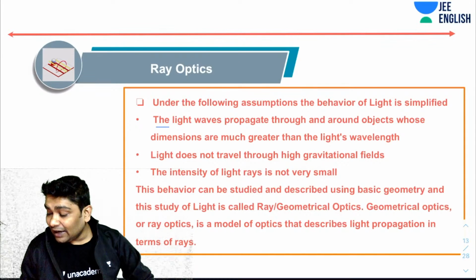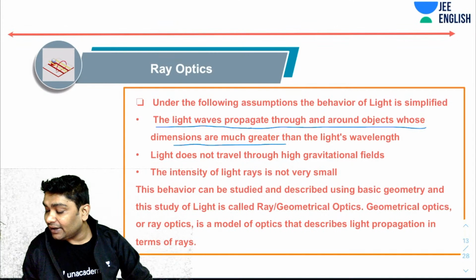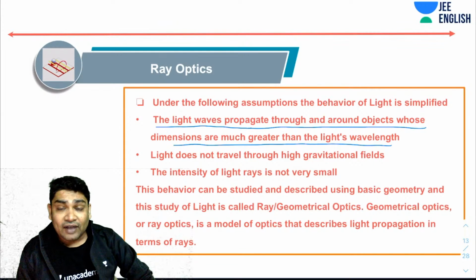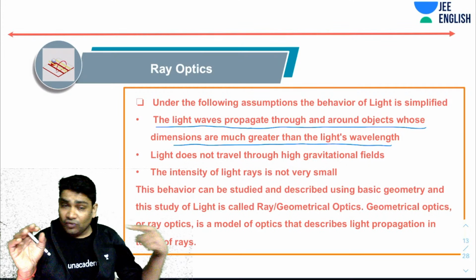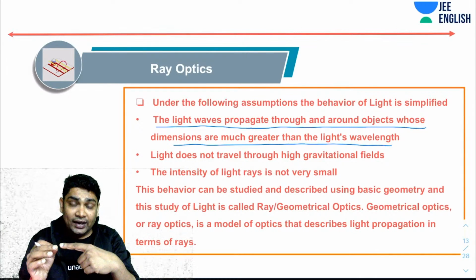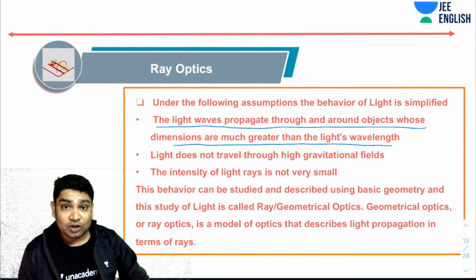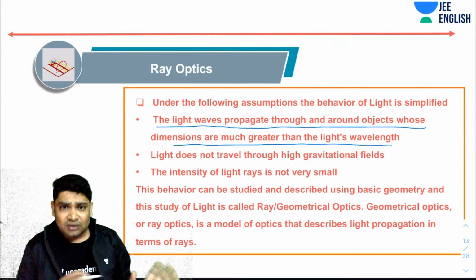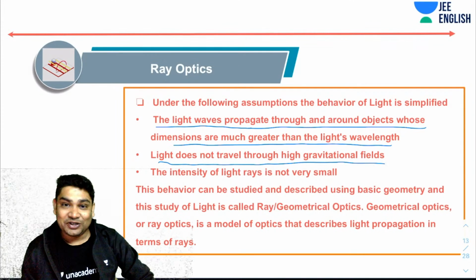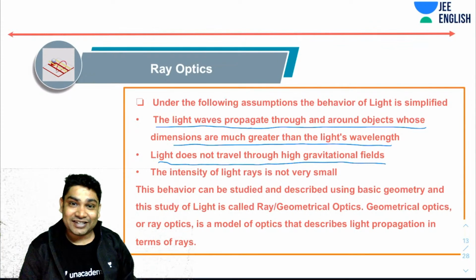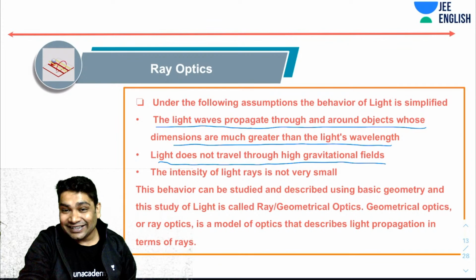First is that light waves propagate through and around objects whose dimensions are much greater than light's wavelength. So if I only consider the behavior of light under this assumption, whenever it is interacting with matter, the matter should have dimensions which are very, very large compared to the wavelength of the light waves. Then it turns out its behavior is rather simple. Also, if light does not travel through high gravitational fields, that is another very interesting thing. Light can interact with gravitational fields also. Again, we do not want to.